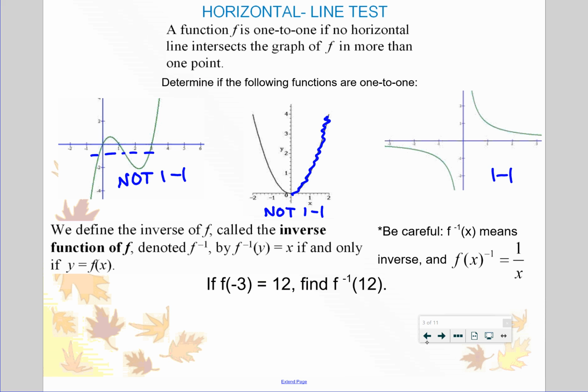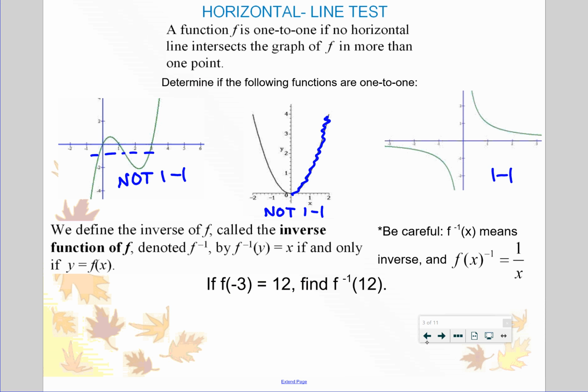In general, when we calculate an inverse, we are switching x's and y's. So it could mean taking a coordinate and flipping it, or it could mean taking variables and flipping them, depending on what we're given. In this example, you've got function notation. So the original x is -3, the number inside parentheses. The original y is 12.